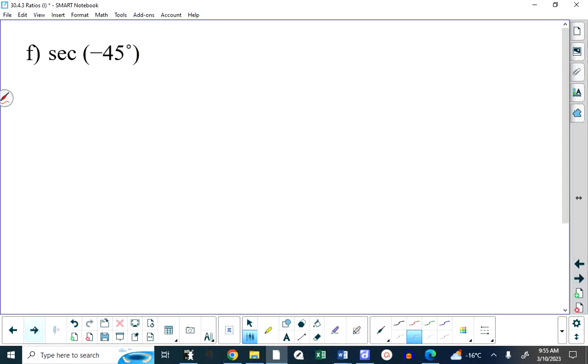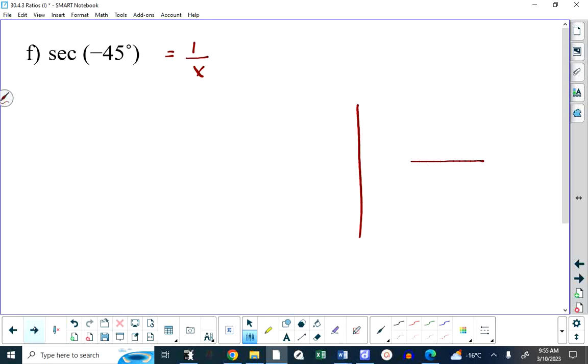So for example, secant of -45 degrees. Okay, secant is the reciprocal of cos. On the unit circle, cosine is x. Oh, okay. So on the unit circle, this will be the reciprocal of x. Well, I know x at -45 degrees, and I'm going to draw it in a second. I know x at 45 degrees is positive root 2 over 2, or positive 1 over root 2. So I just reciprocate that.